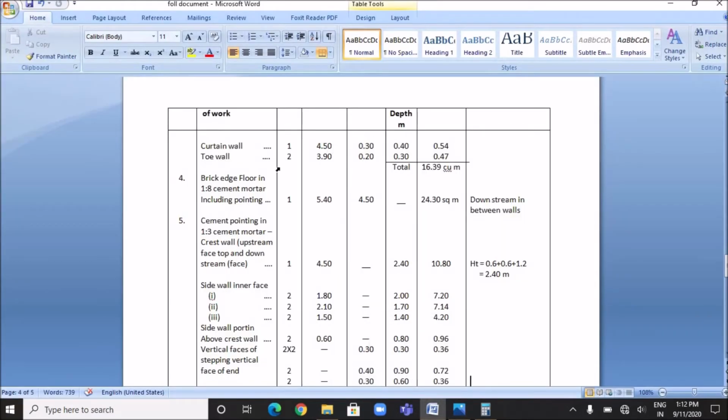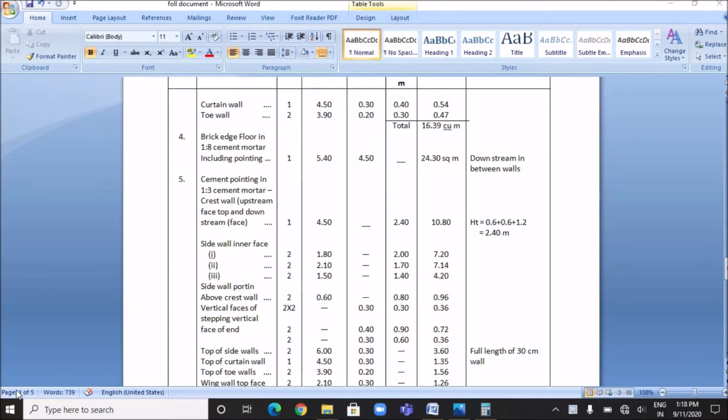So if we fill these values, the number of toe walls are 2, length is 3.9 meter, breadth is 0.2 meter, and the depth is 0.3 meter. The quantity will be 0.47 cubic meter. And the total quantity of first class brickwork is 16.39 cubic meter.